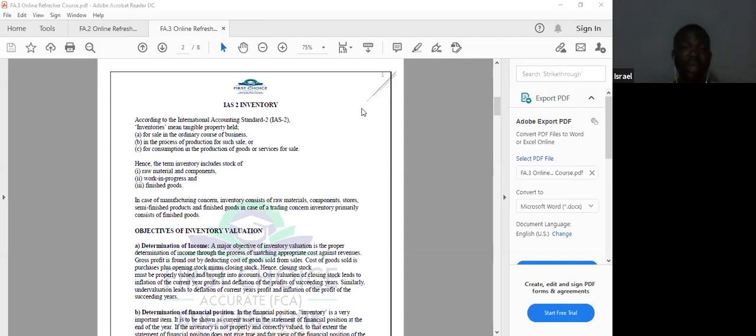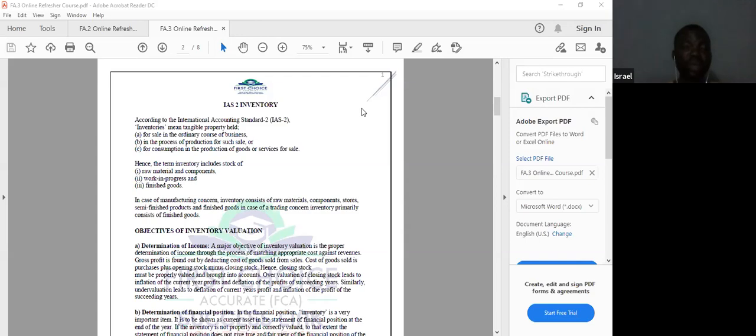5 or 6 standards. You are expected to look at IAS 1, IAS 2, IAS 7, IAS 8, and IAS 16. IAS 1 is what we call preparation of financial statements. IAS 2 is inventory. IAS 7 is cash flow. IAS 8 is accounting policies, changes in accounting estimates and errors. IAS 16 is property, plant, and equipment.